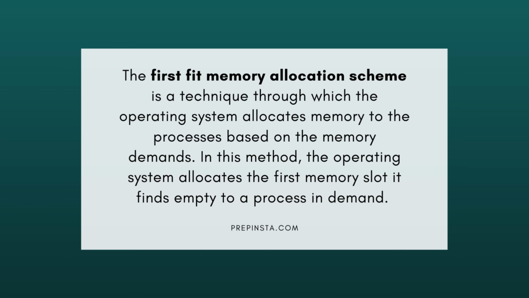The first fit memory allocation scheme is a technique through which the operating system allocates memory to the process based on the memory demands. In this method, the operating system allocates the first memory slot it finds empty to a process. This memory allocation is not considered a good technique as it allocates huge empty memory spaces even to small processes, which results in massive memory wastage.